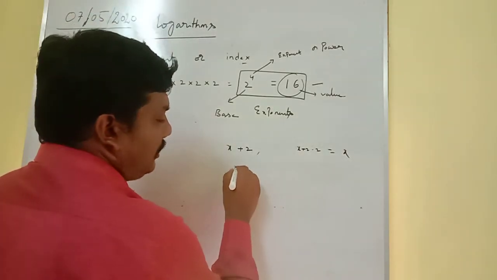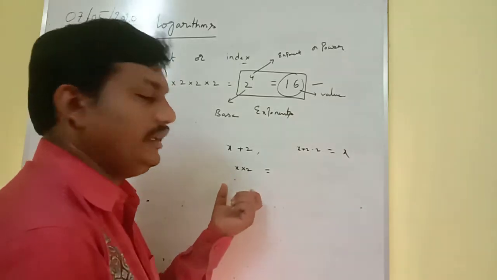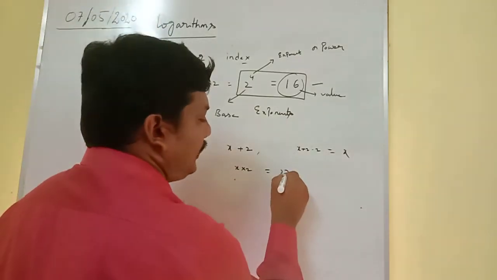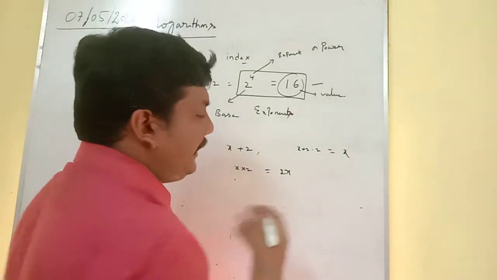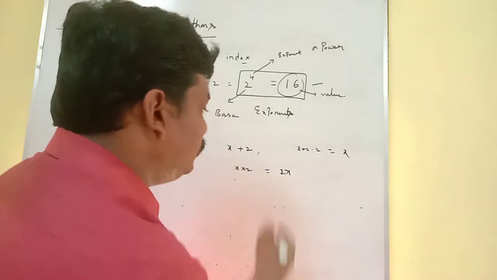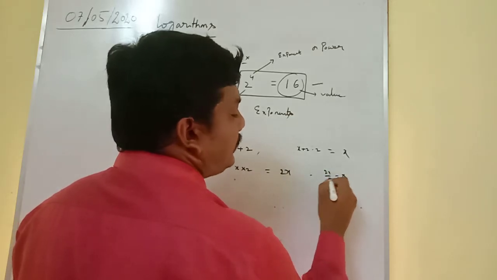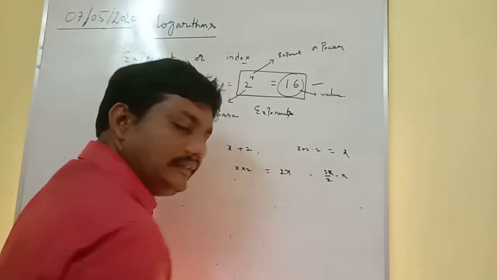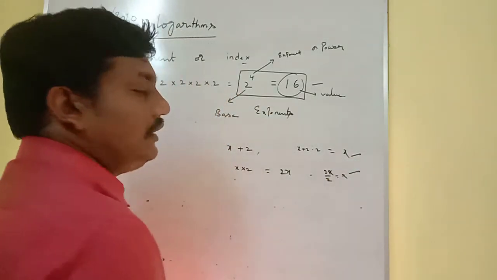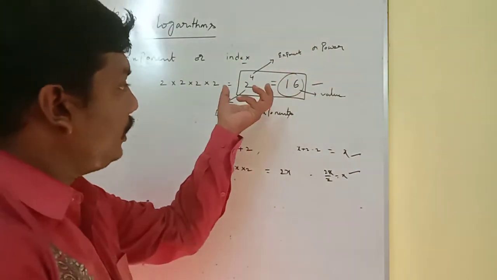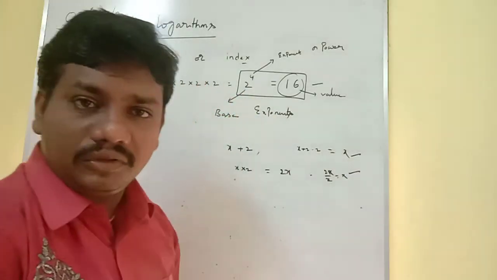Suppose x is multiplied by 2, we get 2x. From this we find x again, so we divide by 2. That is, 2x by 2 is x. This is the reverse process. Like that, the reverse process of exponents is nothing but logarithms.